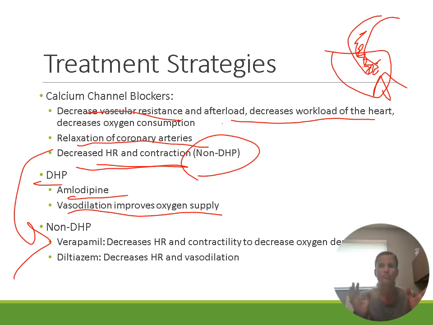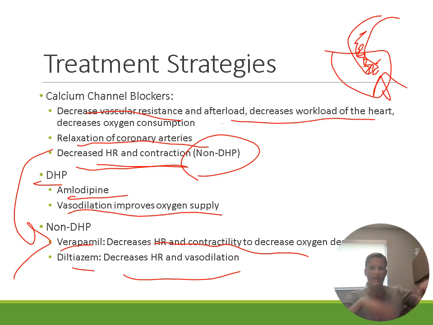The non-DHPs like verapamil and diltiazem. Verapamil mainly affects the heart, right? Verapamil mainly affects the myocardium. So it decreases heart rate and contractility to decrease oxygen demand. Diltiazem kind of does both. Diltiazem decreases heart rate and causes vasodilation. It's like in the middle of the two. So if you had to rate them, verapamil mainly affects the heart. Amlodipine mainly affects blood vessels. Diltiazem is in the middle.